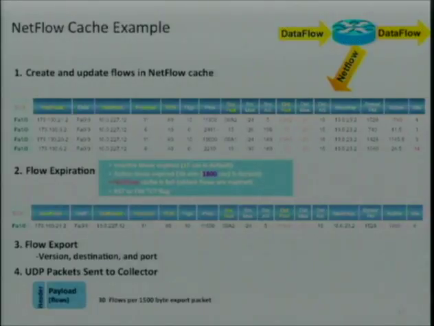The next step is really exporting the flow. You call out the version, the destination, and the port, and then the UDP packets are sent off to the collector. There are about 30 flows in a 1500 byte packet.